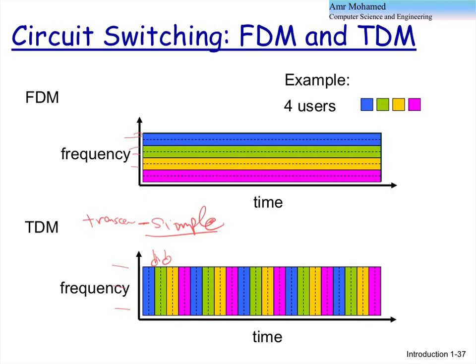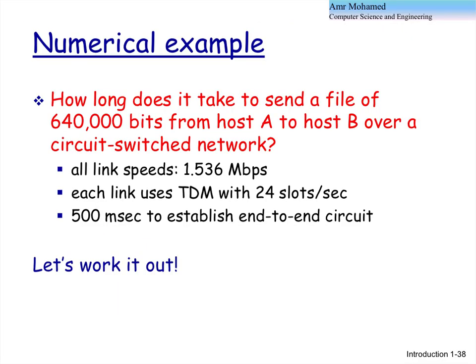In FDM, what is the issue here? The issue is that the transceiver has to deal with multiple frequency ranges. So this complicates the transceiver design. Clear? So these are the pros and cons. But in all cases, they both provide a deterministic way of dividing the channel, and performance is guaranteed.